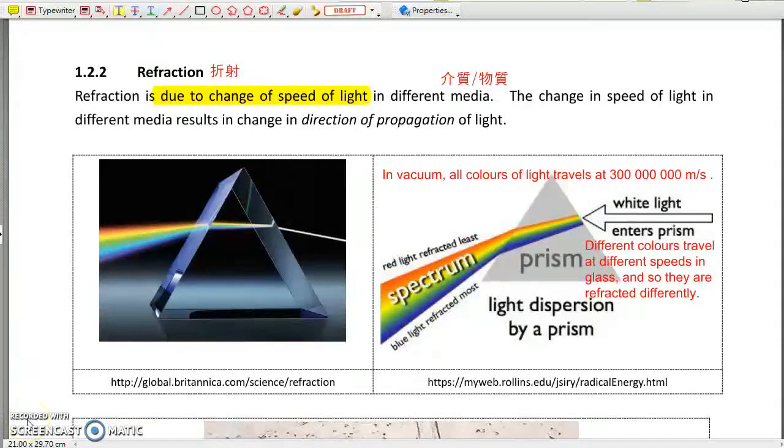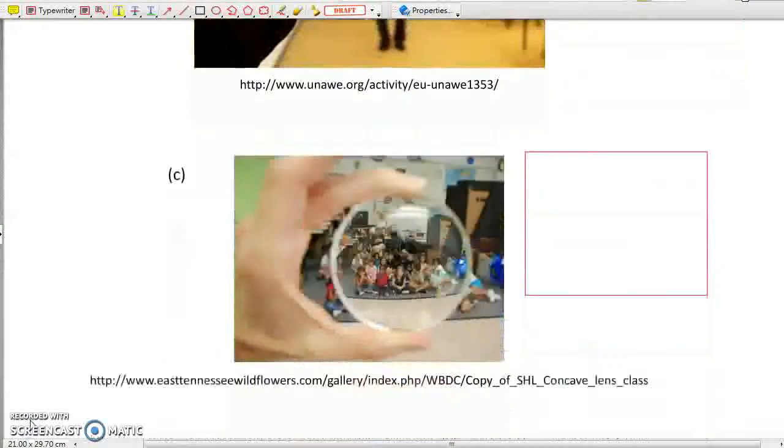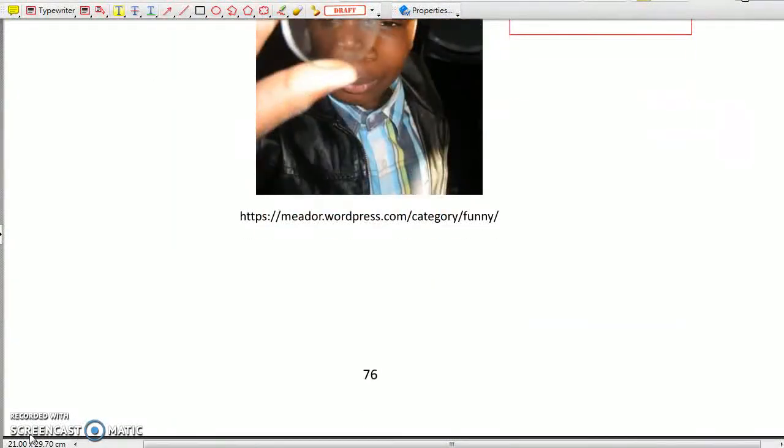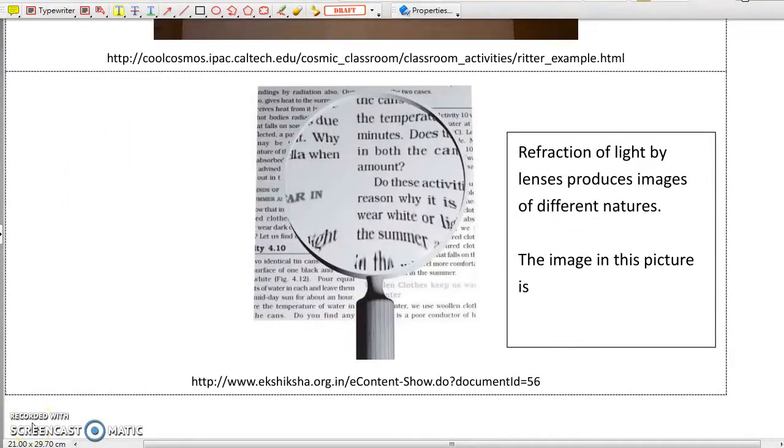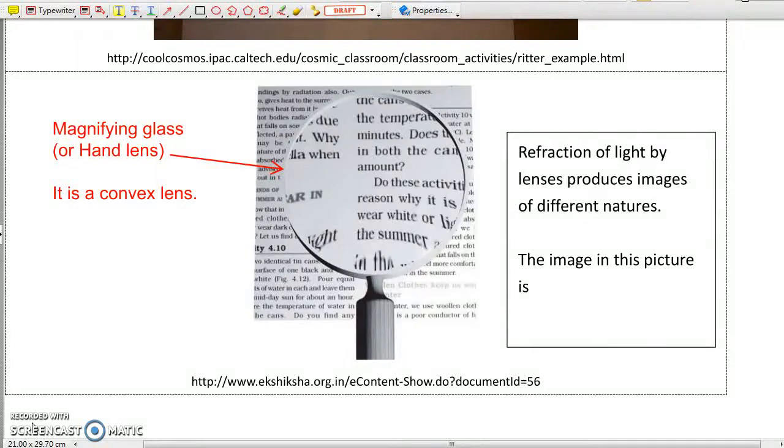Moreover, different colors of light travel at slightly different speeds in glass, and so they are refracted differently. And thus a light spectrum is formed. Different kinds of lens refract light differently and produce different images. We will study this in Chapter 5. Nevertheless, you should be able to tell the nature of the images formed by a lens. Yes, the image is magnified and erect.